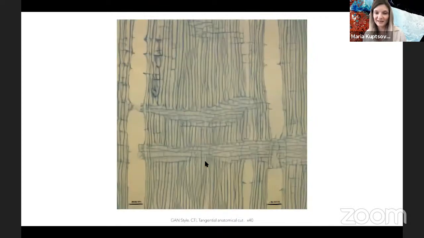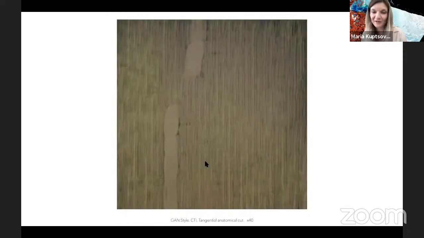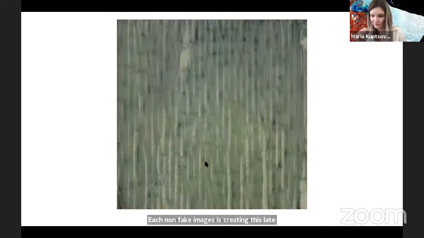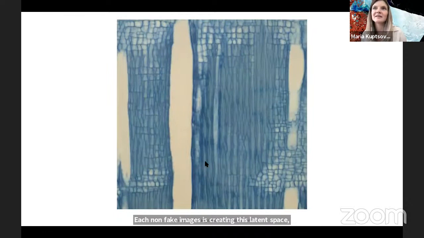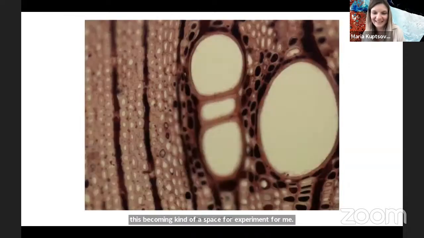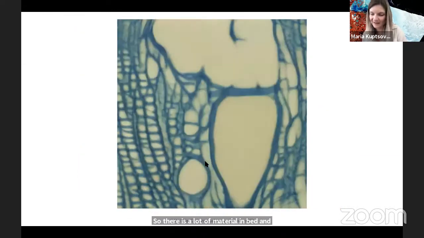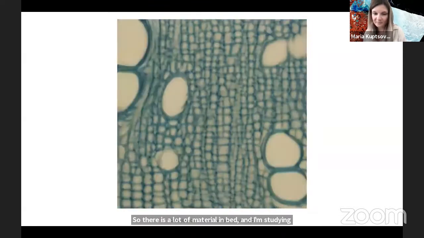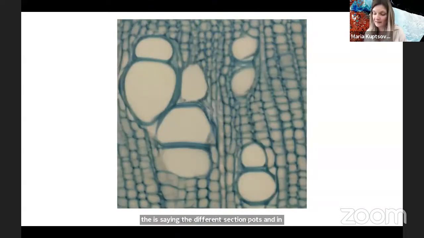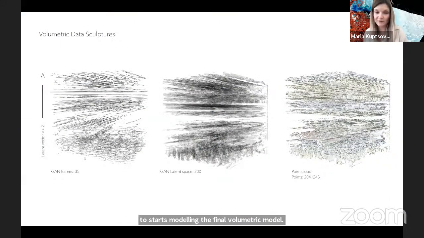Now, basically, each artificial proposition in between the non-fake images is creating this latent space, which is forming the latent vector. And I think that this is becoming a kind of space for experiment for me. There is a lot of material on that, and I'm studying, as I was saying, the different section cuts in order to start modeling the final volumetric model, which basically consists of the comparative analysis of 3 different anatomical cuts in the structure.